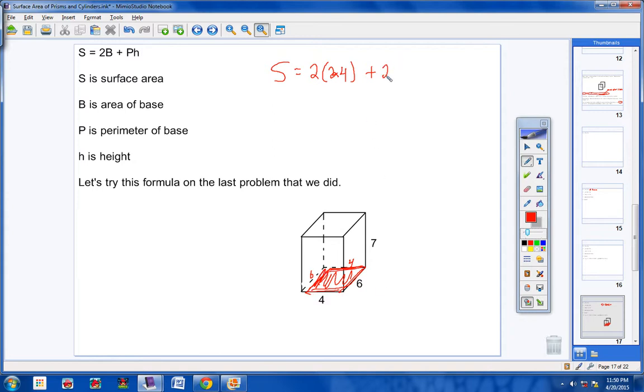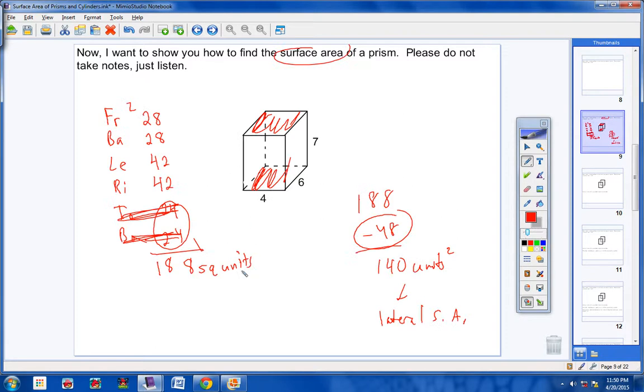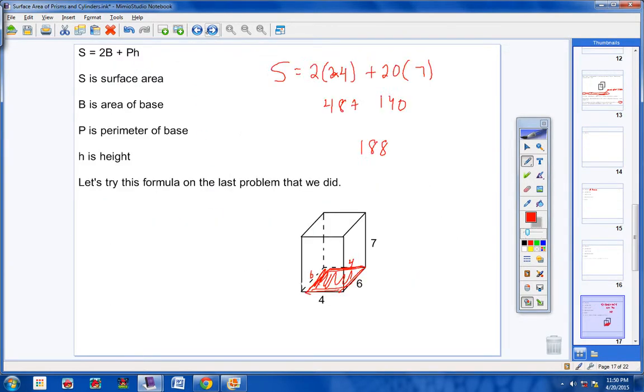So I have 20. That's the perimeter of the base times the height. The height is 7. Well, let's see. 2 times 24 is 48. 20 times 7 is 140. Add these together, we get 188. So that's the surface area, okay? And that's the exact same answer we got way back here when we did the problem right here. We got 188 square units, okay? That's a lot faster. The formula is now.